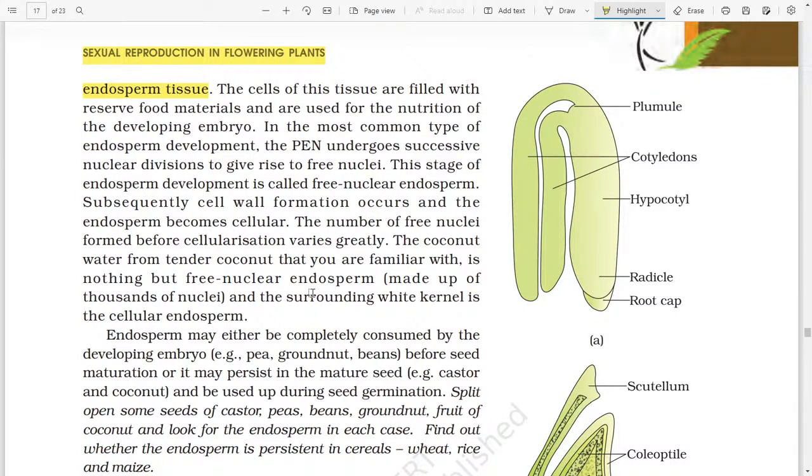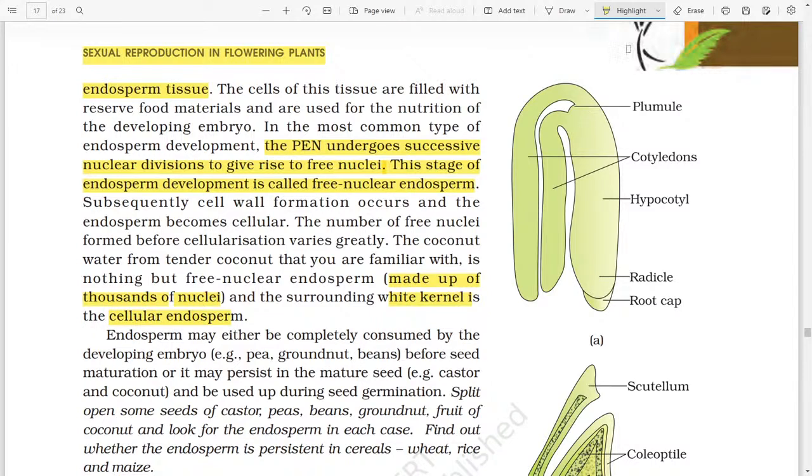In the most common type of endosperm development, the PEN undergoes successive nuclear divisions to give rise to free nuclei. This stage is known as free nuclear endosperm. Subsequently, cell wall formation occurs and the endosperm becomes cellular. The number of free nuclei formed before cellularization varies greatly. The coconut water from tender coconut that you are familiar with is nothing but free nuclear endosperm made up of thousands of nuclei, and the surrounding white kernel is called cellular endosperm.